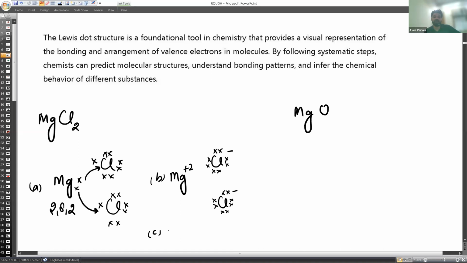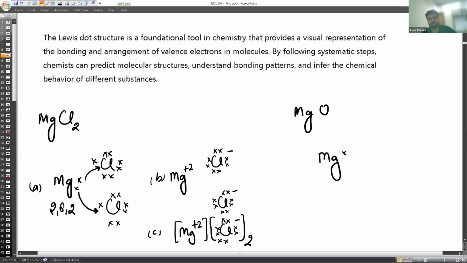The third step, we will write Mg 2 positive, and then 2 in the bracket and then 2 Cl minus. We will represent only 1 Cl minus here, but we will write 2 here. Understood? Yes or no?